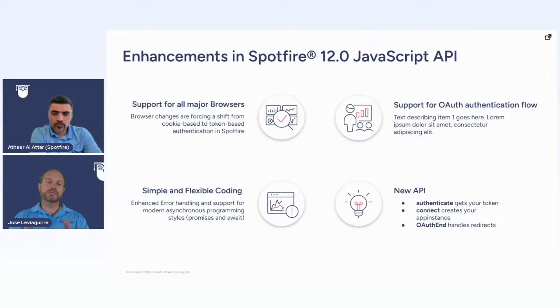And this is because the browsers are going away from cookies, and now this API is not using cookies anymore. It's using tokens. It's more secure, and it's just the way the technology evolves, so we have to evolve with it. Support for all major browsers: in the nearest future, as I said, all major browsers will remove support for third-party cookies, which will make it impossible to embed all versions of Spotfire as an iframe.